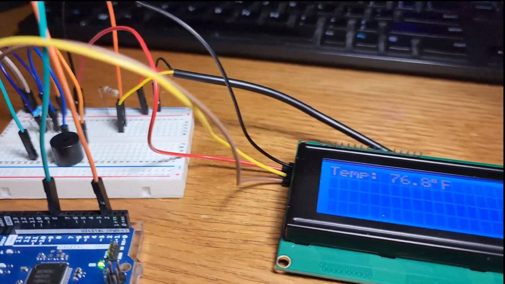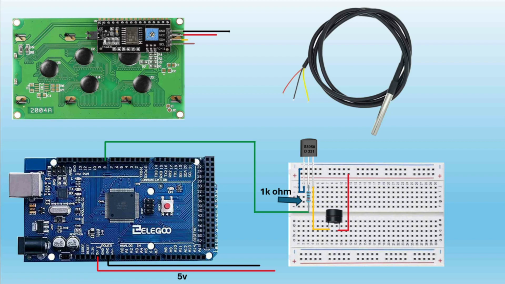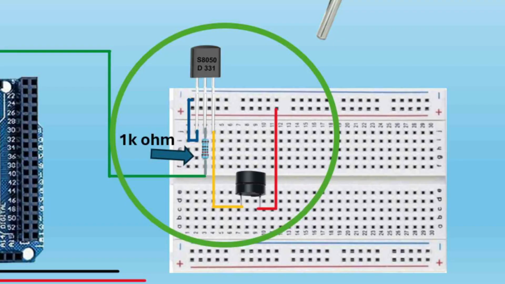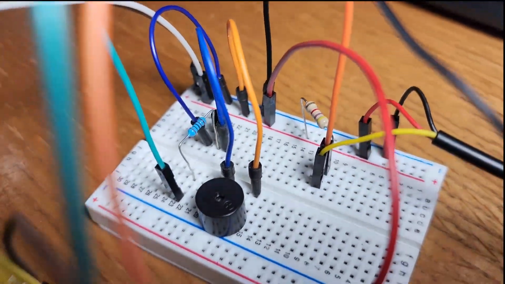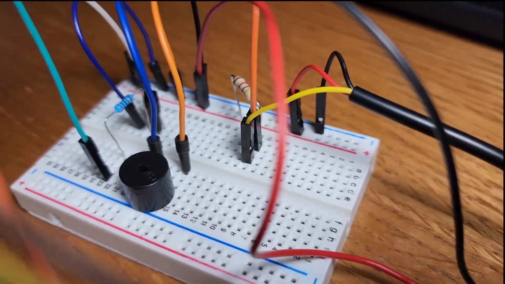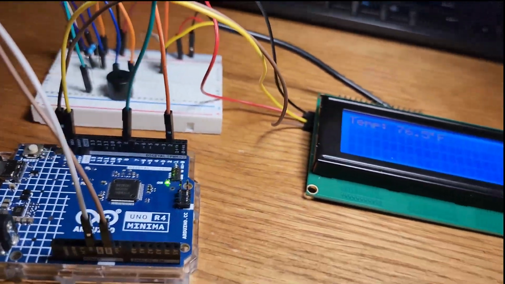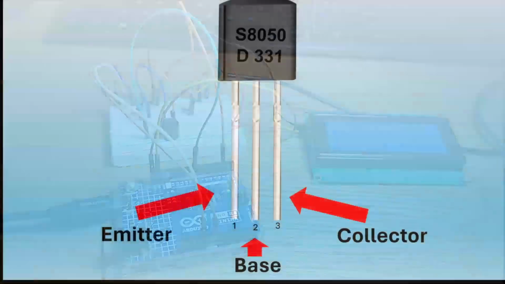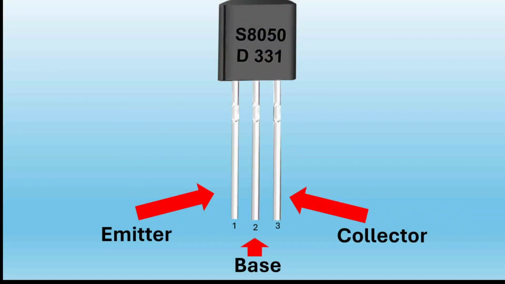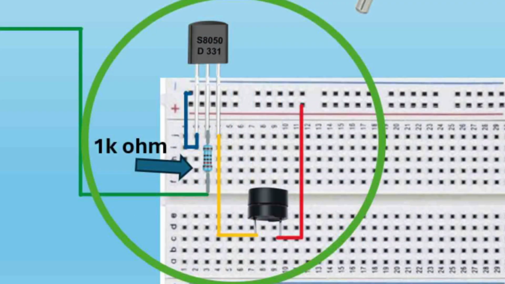Now we add the piezo buzzer, and we connect one terminal of the piezo buzzer to the digital pin 8, and the other one goes to Arduino's ground pin. If you look closer, you can see that we used an S8050 NPN transistor to connect the buzzer to the Arduino. We connect the base of the transistor to the Arduino's digital pin 8 through a 1K ohm resistor. Now this resistor limits the base current, and that protects the Arduino's output pin. Next, we connect the emitter of the transistor to Arduino's ground, and then we connect the negative terminal of the piezo buzzer to the collector of the transistor.